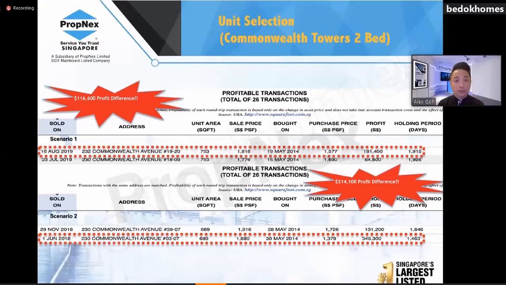Why do I say so? In the resale market, it can be that when you sell your property, there's only one unit for sale. It can also be that when you sell a property, there are a lot of competitors competing with you. So the resale market is determined by yourself.